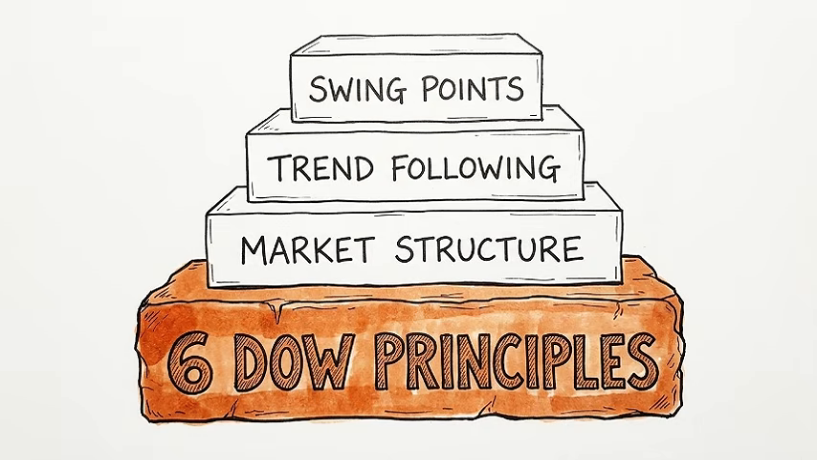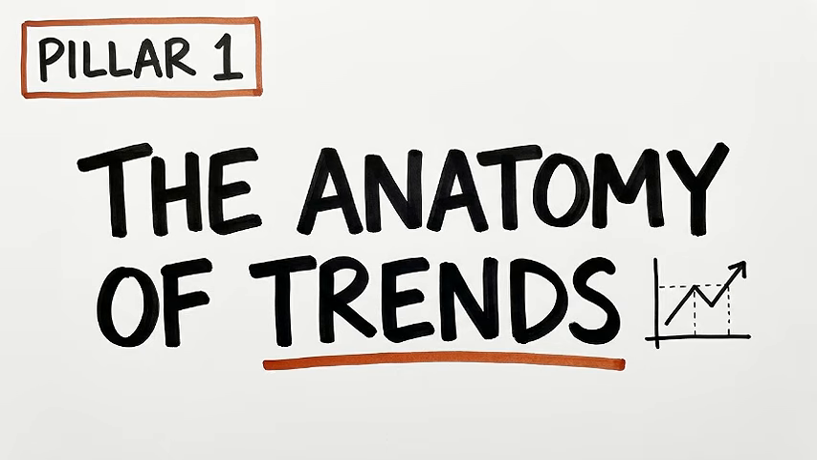By the end of this video, you will know how to read market structure the way Dow actually intended. You will know exactly where you are inside any trend's life cycle at any given moment, and you will know with precision when a trend is actually reversing versus when the market is simply setting a trap. 3 pillars. 1 complete system. Let's start building it from the ground up.